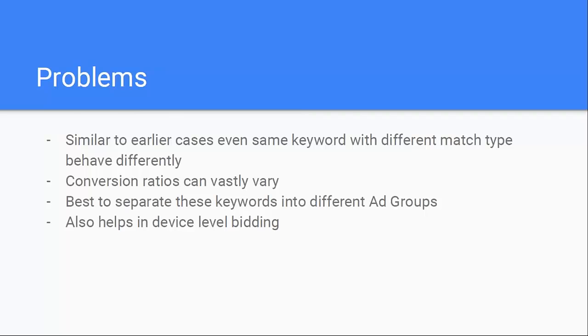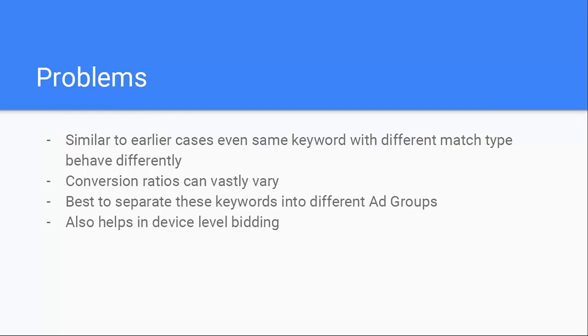So what are the problems that this particular strategy has? Similar to earlier cases, even the same keyword with a different match type will behave differently. When I say behave differently, the conversion ratios can vary vastly. It could be, for an exact match, the conversion could be as high as 10%, and for phrase it could be 2%. This conversion ratio can vary heavily, even though the keyword is the same, but the match type is different. So the best strategy is to separate these keywords into even more ad groups. So the single keyword ad group strategy with match type. Let's say you have 100 keywords, you have 300 ad groups now.